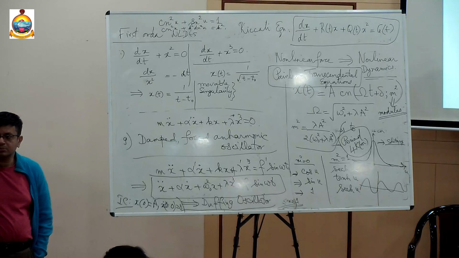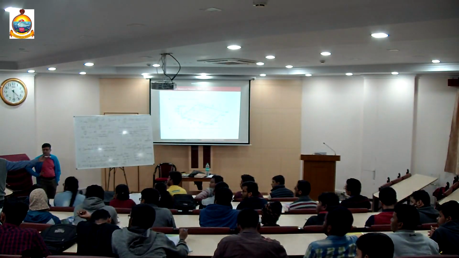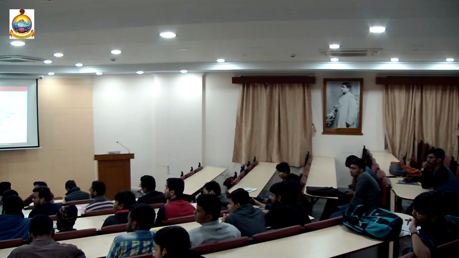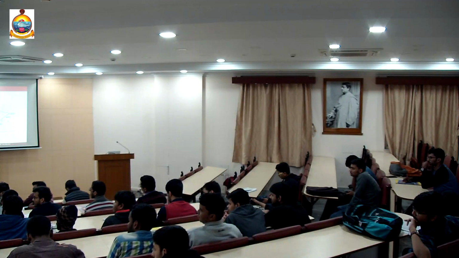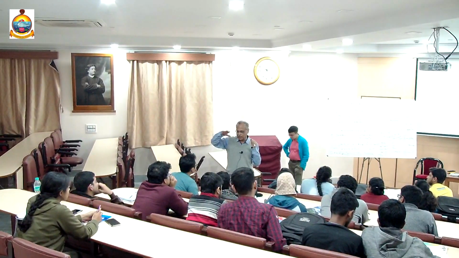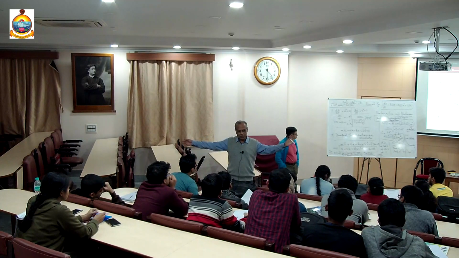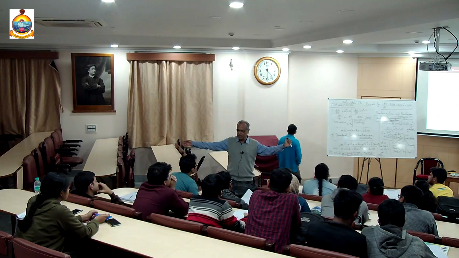So the solitary type is in some sense periodic with period infinite. Just a single isolated wave. For other values of m square, you have a number of waves, but that number is maximum when m square is 0.